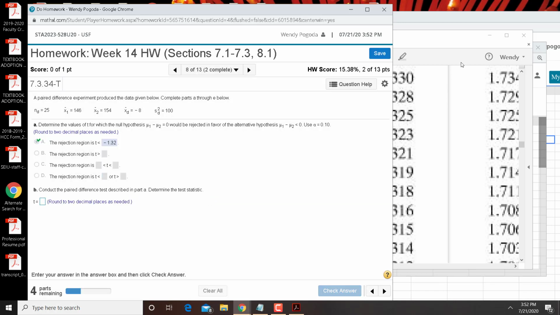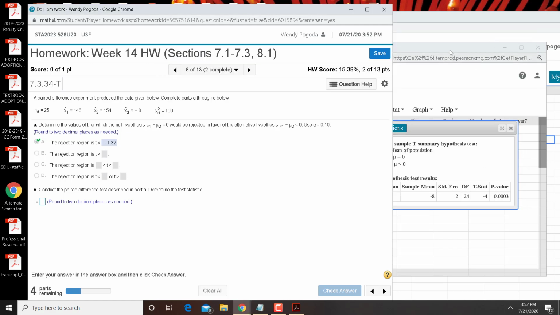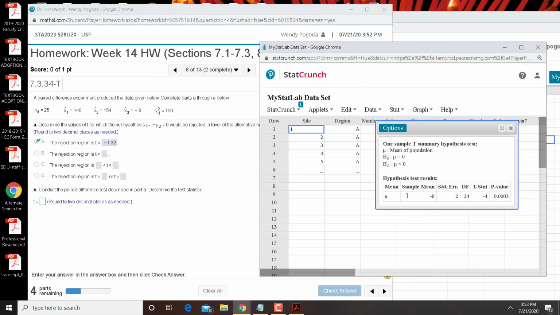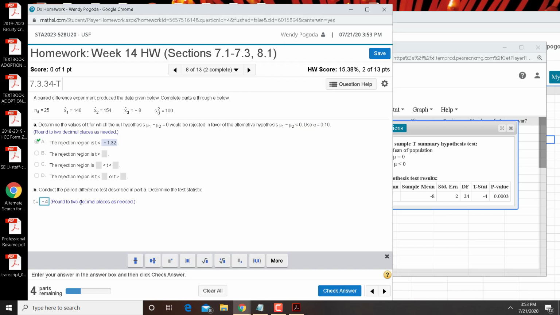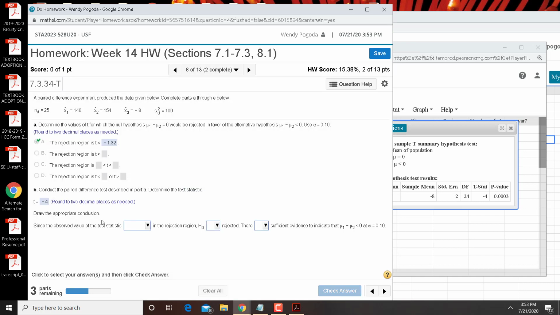All right, now going back to StatCrunch, we already got our results. Our t-stat was -4. And clearly that falls in the rejection region. -4 is to the left of negative 1.32. In other words, we are going to reject because our t is less than negative 1.32. So since the observed test statistic falls in the rejection region, H0 is rejected, so there is sufficient evidence that mu1 is less than mu2.